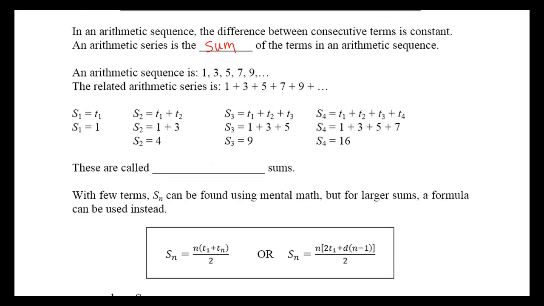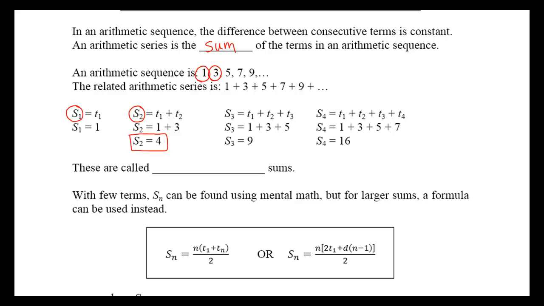If I take a look at this in terms of a formula, I've got S1, so this means the sum of one term is basically just the first term. So the sum of 1 is 1. The sum of the first two terms, then, is term 1 plus term 2. So here's term 1, here's term 2. 1 plus 3 equals 4. So the sum of the first two terms is 4.